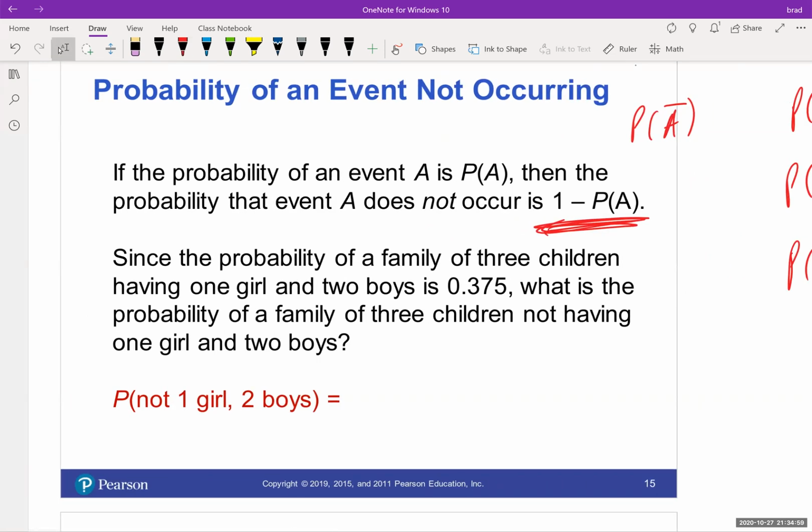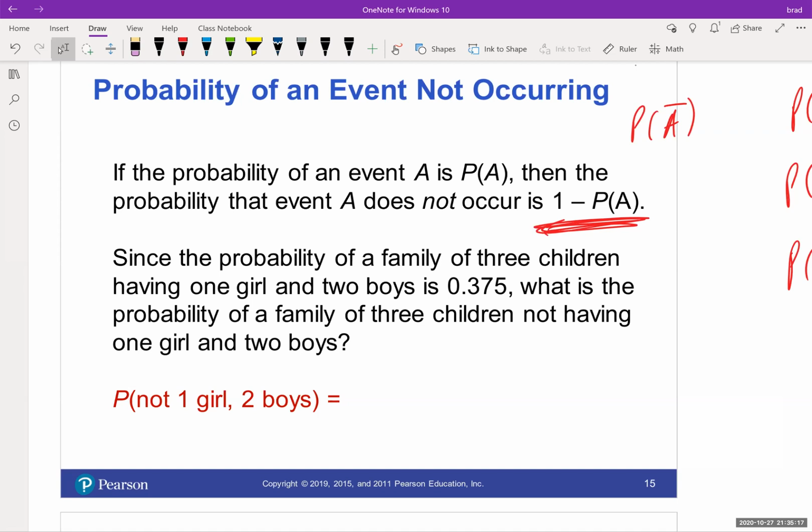So it says, since the probability of a family of 3 children having 1 girl and 2 boys is 0.375, what is the probability of a family having 3 children not having 1 girl and 2 boys? So that would be the probability of not 1 girl, 2 boys.